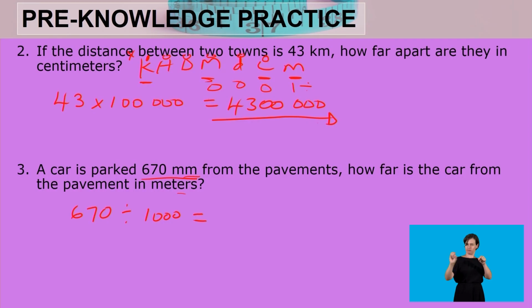What is 670 divided by 1,000? Let's do it together. 670 divided by 1,000 gives us 0.67 meters. Let's not forget to put in the new units, which here is meters.